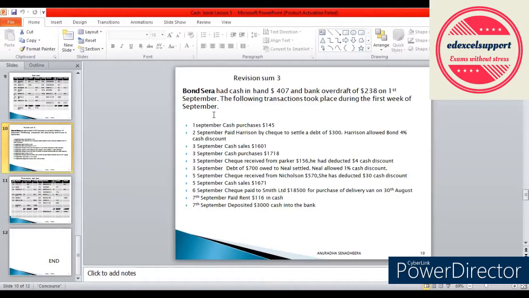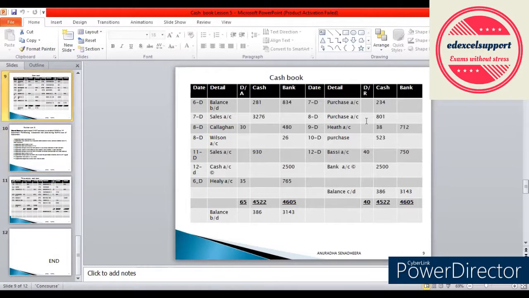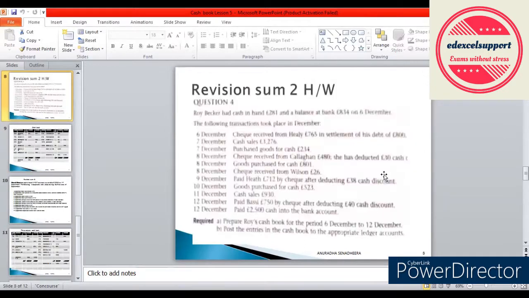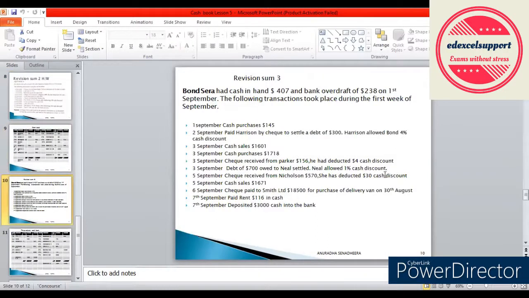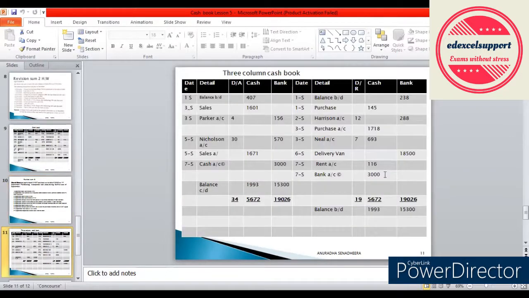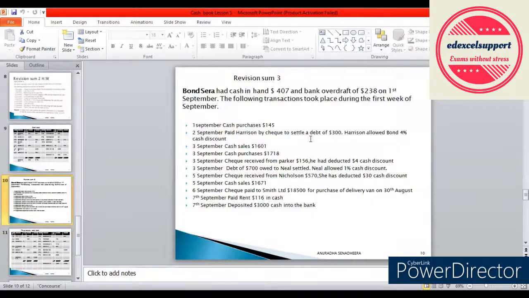If there's a cash purchase, purchase account debit, cash account credit. So cash goes out at 1,718. So cash will be credited 1,718. We'll see whether it's paid by check. It's cash purchases 1,718. So purchase account debit, cash account credit. Yes, it's mentioned here. Okay. Cash account credit 1,718, purchase. So we have done a few transactions.